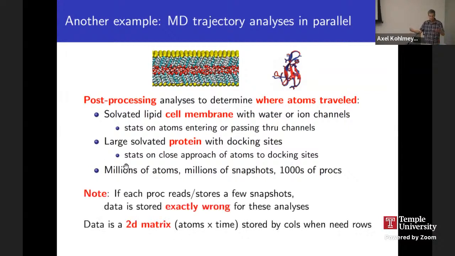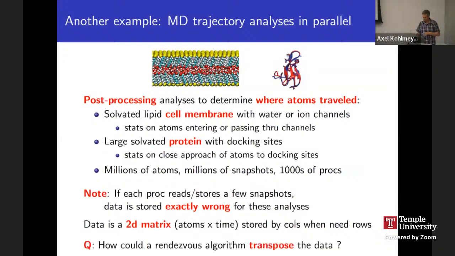So note that when you read in the data after the fact, this is a post-processing step. If you read it in after the fact and each processor stores a few snapshots, that data is stored exactly wrong to do the kind of analysis you want to do. You think of the data as a 2D matrix. You number your atoms along the rows, you number your time steps up here. You're reading it in as a snapshot, you're reading in columns. What you really want on a processor is a row. So that for one atom, I know all the positions that went across the entire simulation. And now I can do all this kind of statistics stuff. See where that atom went, what it got close to, et cetera, et cetera.